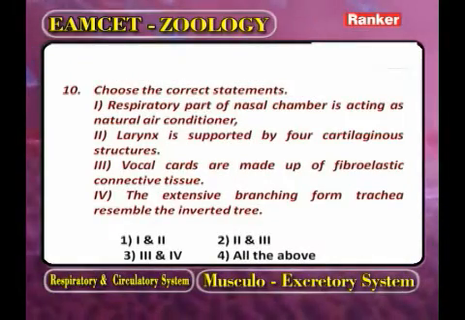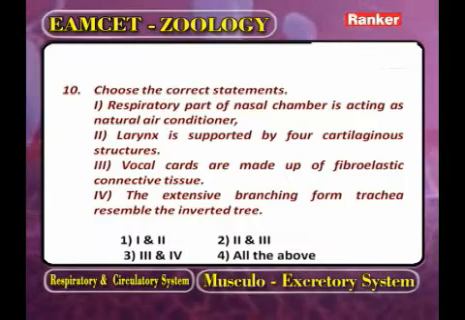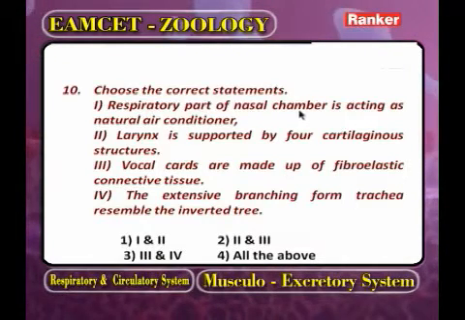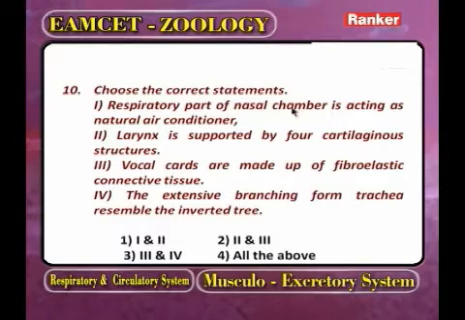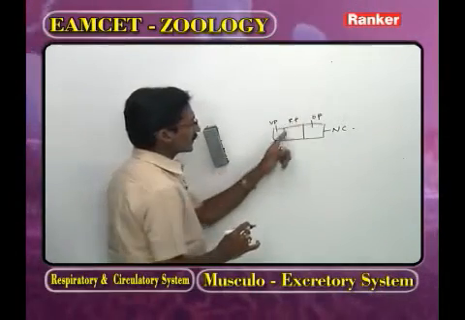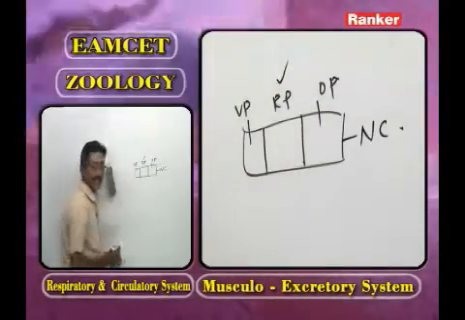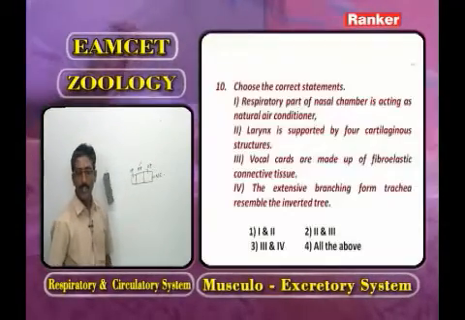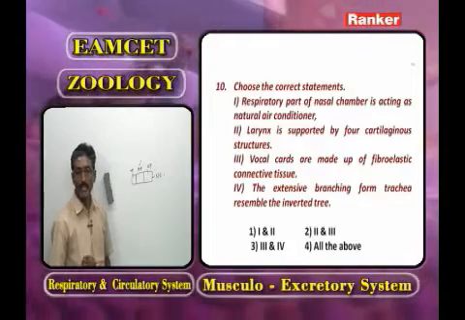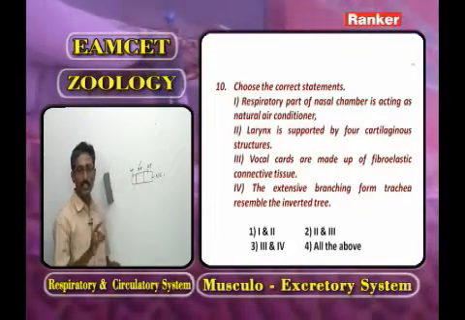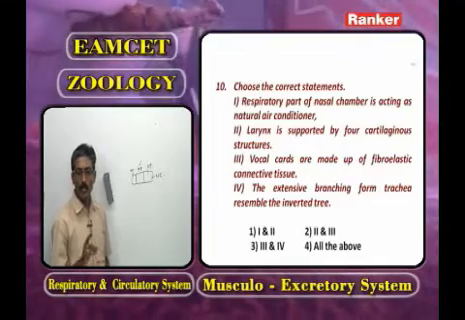Choose the correct statements. First statement, respiratory part of nasal chamber. We already discussed. Now this one we call it as, what we call it as? Nasal chamber. In the nasal chamber, the first one is vestibular part. The second one is respiratory part. Third one is olfactory part. So out of these three, which is naturally air conditioner? The respiratory part. Now first statement, the respiratory part of nasal chamber acts as natural air conditioner. First statement correct.